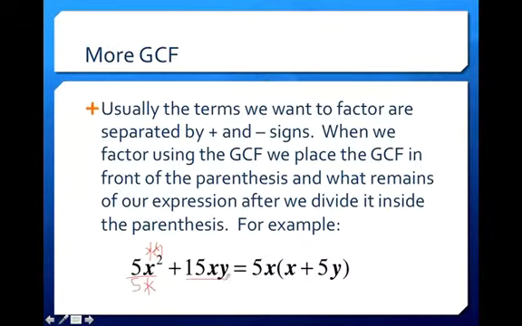What happens when I divide this term by 5x? Well, 15 divided by 5 is 3. That should be a 3. Yeah, that stinks. I'll have to fix that later. So that should be a 3, and then the x's cancel out. All I have left over is y, so this should be x plus 3y. So we take the greatest common factor, put it out in front of the parentheses, and then whatever is left over after we're done dividing goes inside the parentheses. So this should be our final answer.